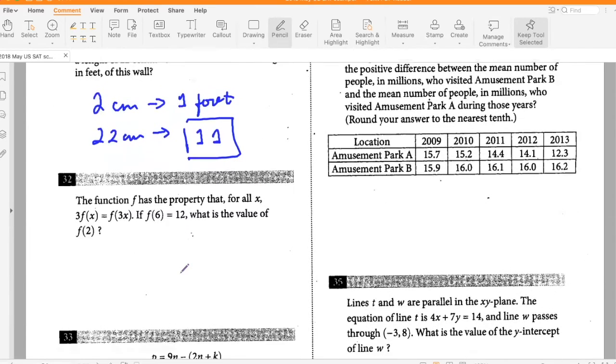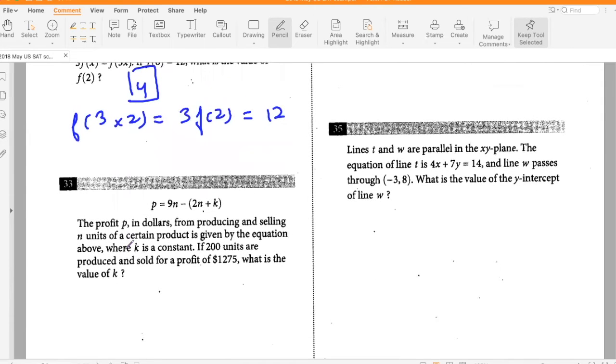The function f has the property that for all x, 3f(x) is f(3x). Okay, if f(6) is 12, what is f(2)? So f of 3 times 2 should be 3 times f(2). So that is 12. So f(2) will be 4.